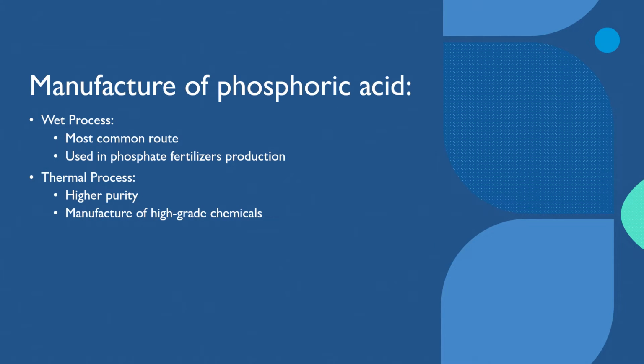So phosphoric acid can be manufactured using either a thermal or a wet process. However, the majority of phosphoric acid is produced using the wet process method. The wet process phosphoric acid is used for fertilizer production. Thermal process phosphoric acid is commonly used in the manufacture of high-grade chemicals, which require a much higher purity.